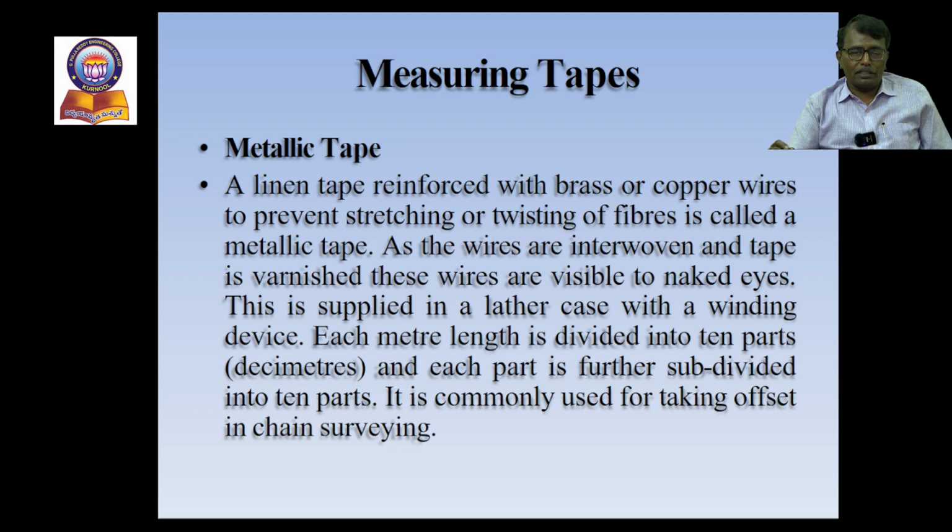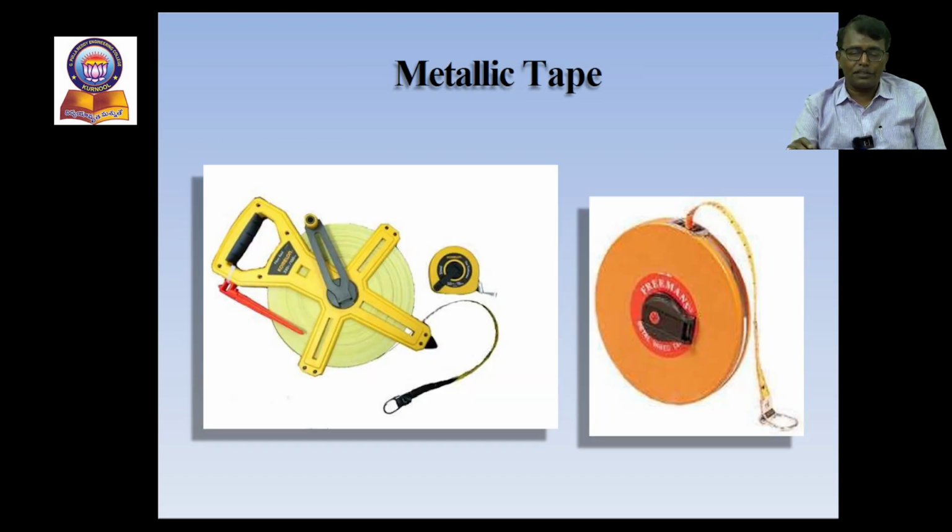Each meter length is divided into 10 parts, that is decimeters, and each part is further subdivided into 10 parts, that is equal to 1 centimeter. So it is commonly used for taking offsets in chain surveying. This is a tape wound in a case, and provided with a ring at the entry point. The ring is also taken into account for the distance.